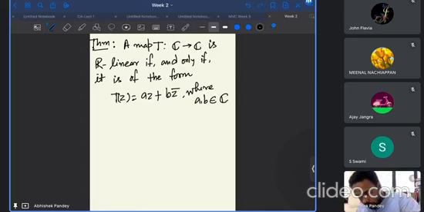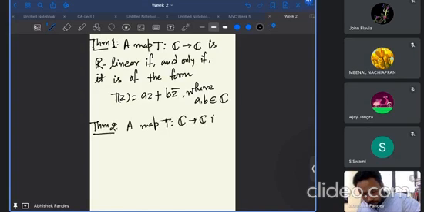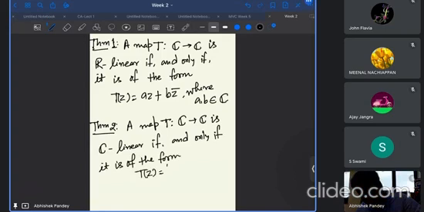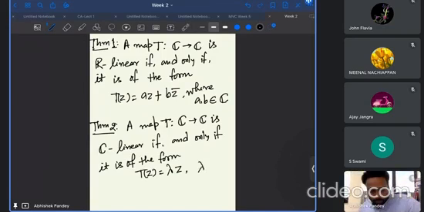So theorem 1, and this we can say as theorem 2: a map T such that C to C is C linear if and only if it is of the form Tz is equal to lambda z, for lambda belonging to C. Okay, so I hope this is clear. So basically it means that every C linear map is an R linear map.